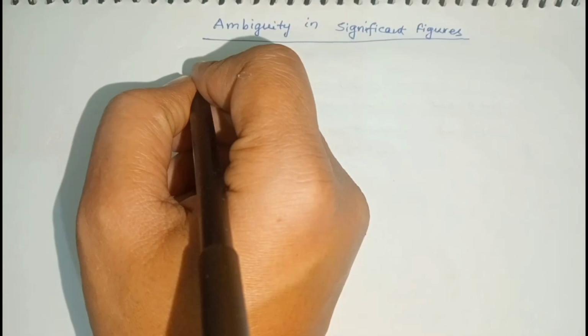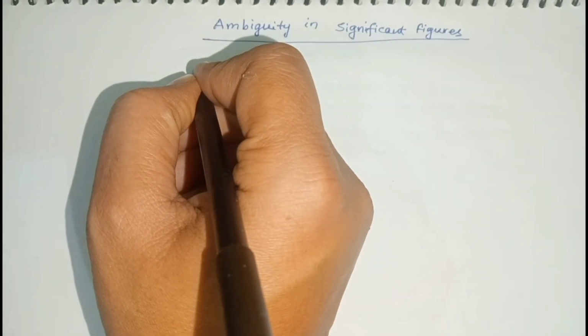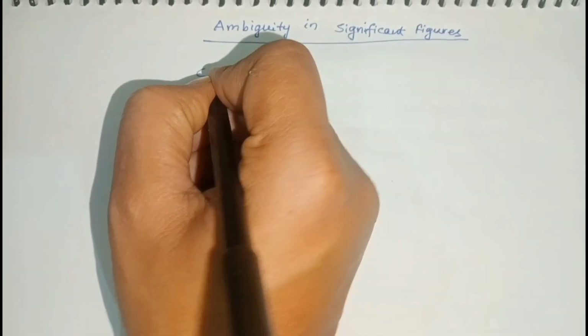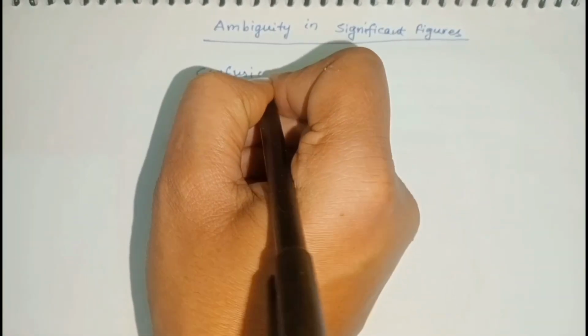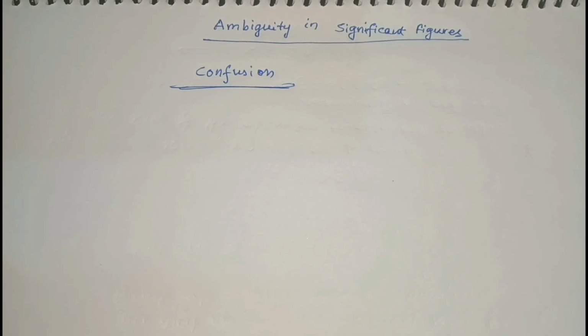Let's learn ambiguity in significant figures. What does it mean? Ambiguity means confusion. This topic suggests confusion. Confusion is created in the sense of significant figures while counting the number of significant figures of a result.